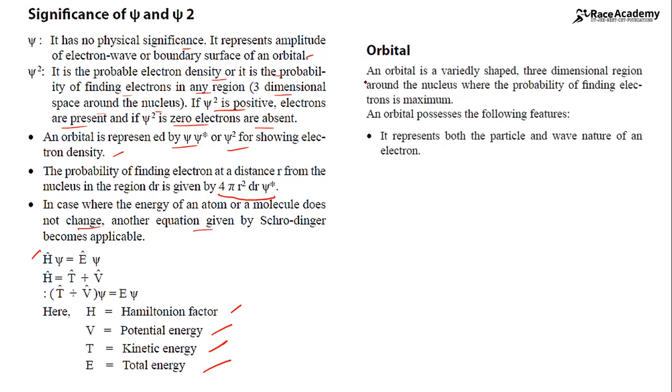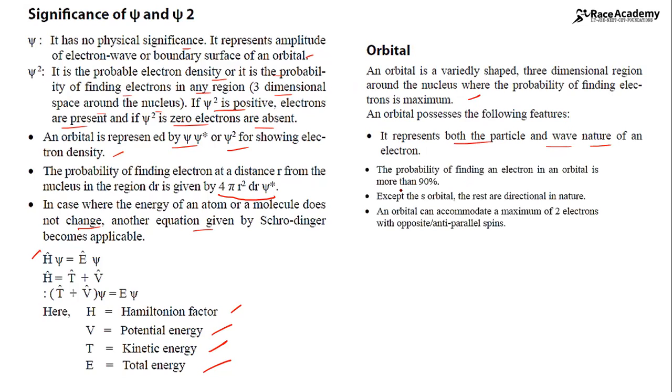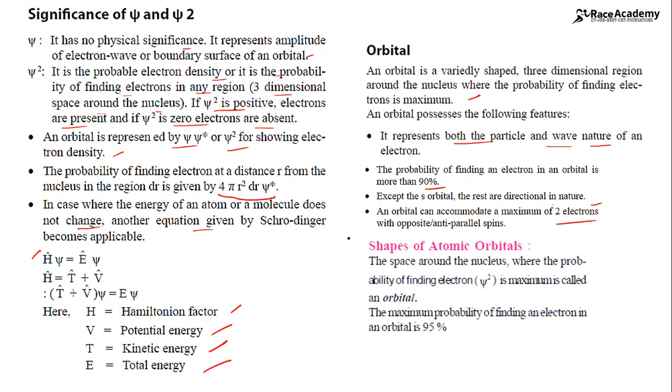But what is an orbital? An orbital is a variedly shaped, three-dimensional region around the nucleus where the probability of finding the electron is maximum. An orbital possesses a feature that represents both the particle and wave nature of an electron. The probability of finding the electron in an orbital is more than 90%. Except the s orbital, all the rest are directional in nature. An orbital accommodates a maximum of 2 electrons with opposite, anti-parallel spins. And the maximum probability can be considered as 95% as per recent studies.